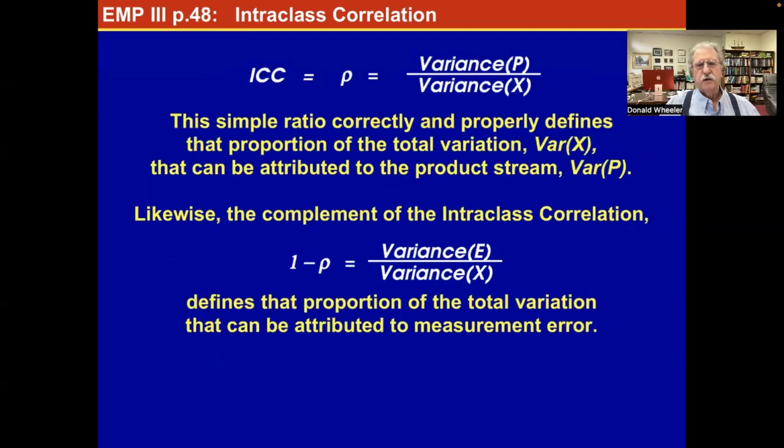This simple ratio correctly and properly defines that proportion of the total variation, variance of X, that can be attributed to the product stream, the variance of P. Likewise, the complement of the intra-class correlation, 1 minus rho, will be the variance of the measurement system, E, divided by the variance of the product measurements, X, and will define that proportion of the total variation that can be attributed to measurement error.